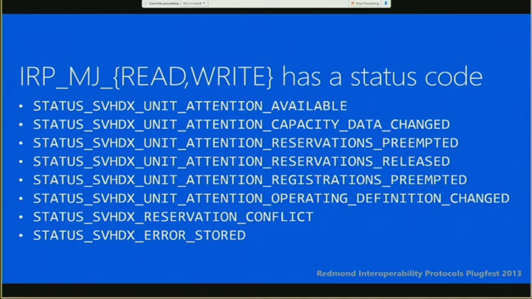So either this guy kicked this guy out, so you'll see reservations preempted, or this guy has for some reason released his reservation, then sends an IO. You'll see reservations released. Or, in the registrations case, something else happened where it kicked everyone else. So all of these are essentially direct translations of sets of sense data to status codes that mean specific things. And where that comes from is the SCSI specification.